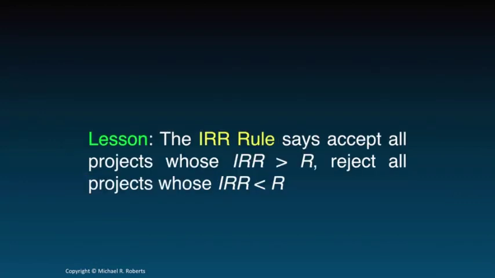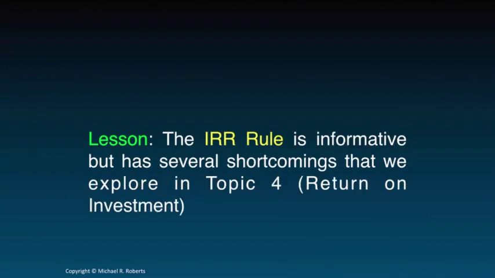And so what the IRR rule says is accept all projects whose IRR is greater than R and reject all projects whose IRR is less than R, where R is our hurdle rate, cost of capital, our discount rate. Now, I do want to mention that the IRR rule is informative. It's also somewhat intuitive and appeals a lot to investors who tend to think in terms of returns, but it's got a number of shortcomings that we're going to explore in greater detail in topic 4, return on investment.